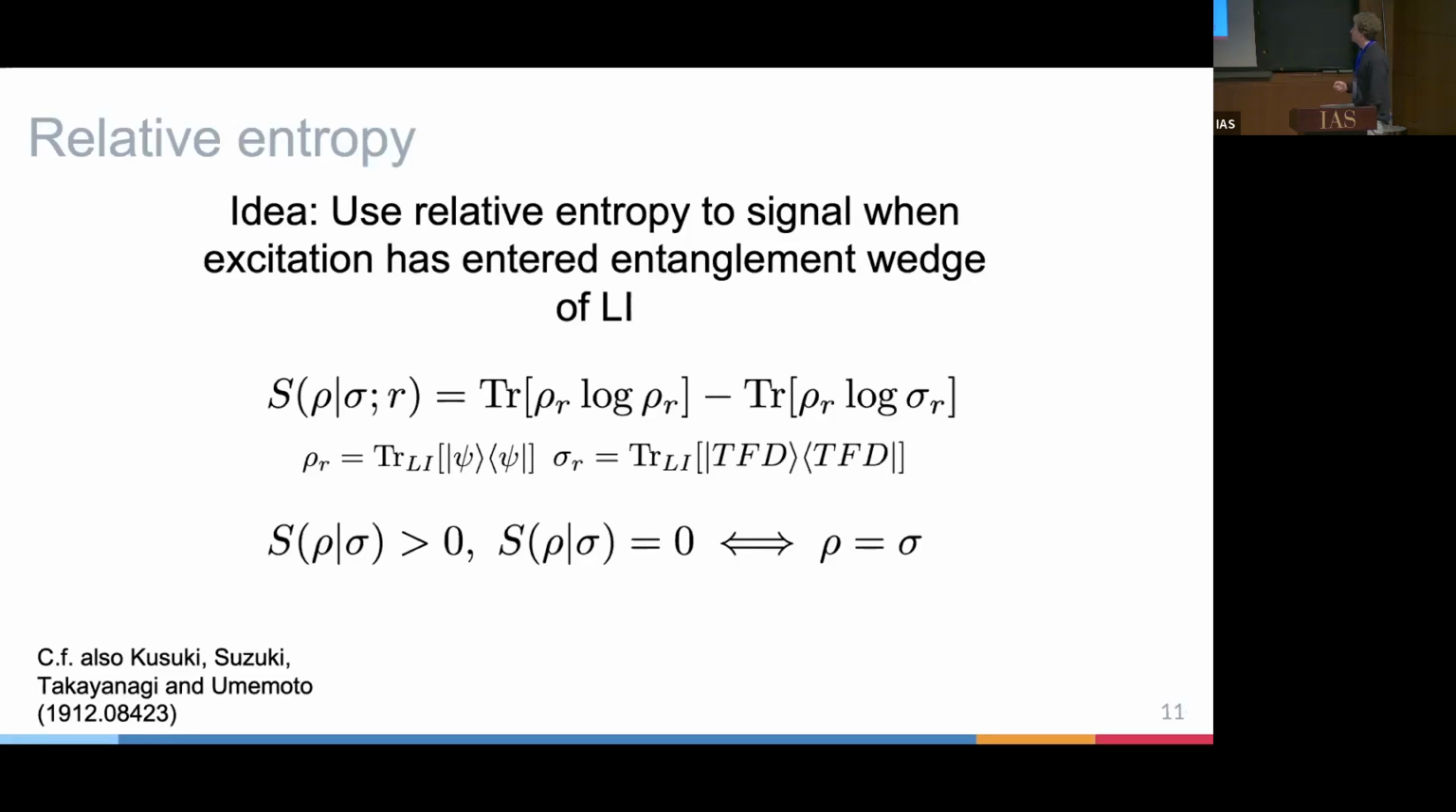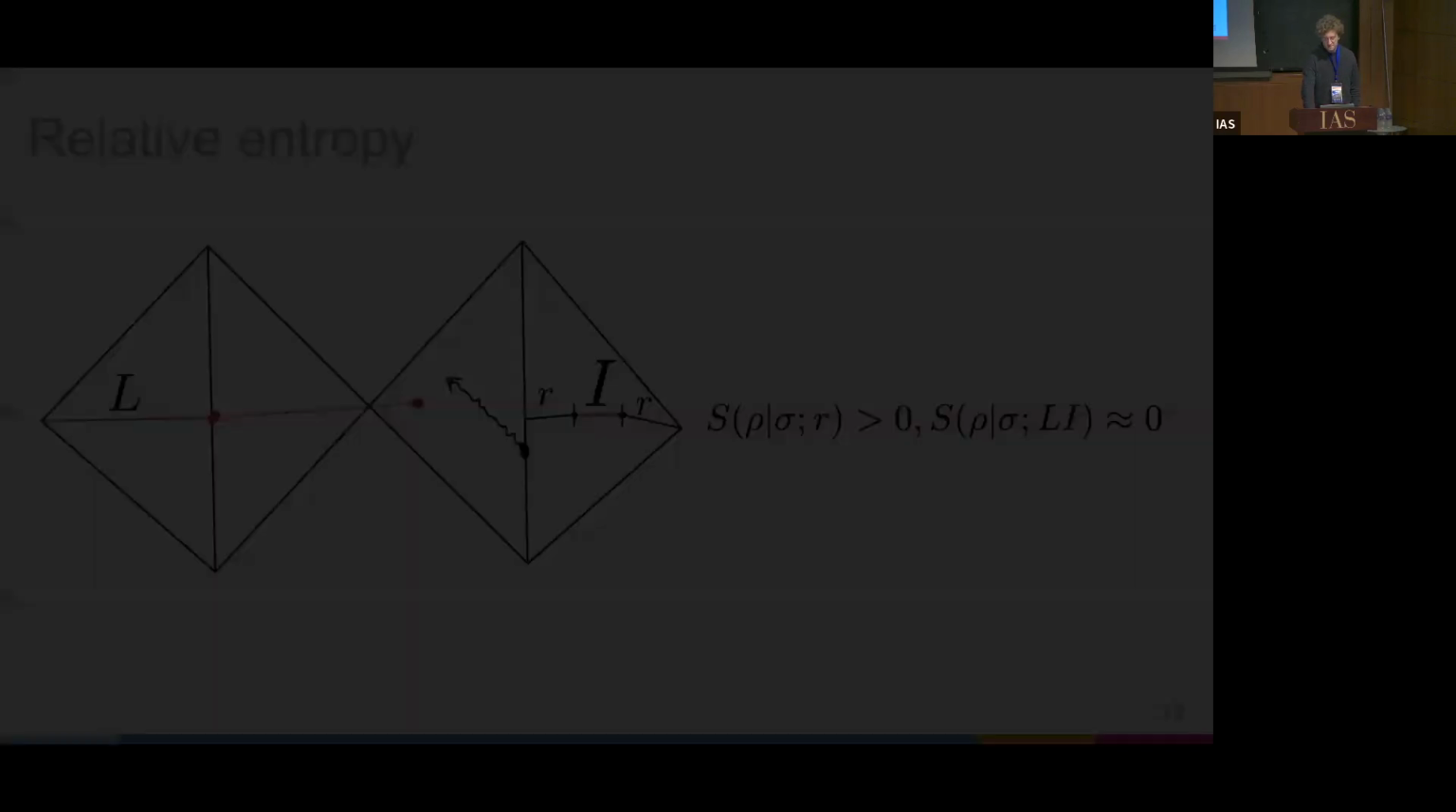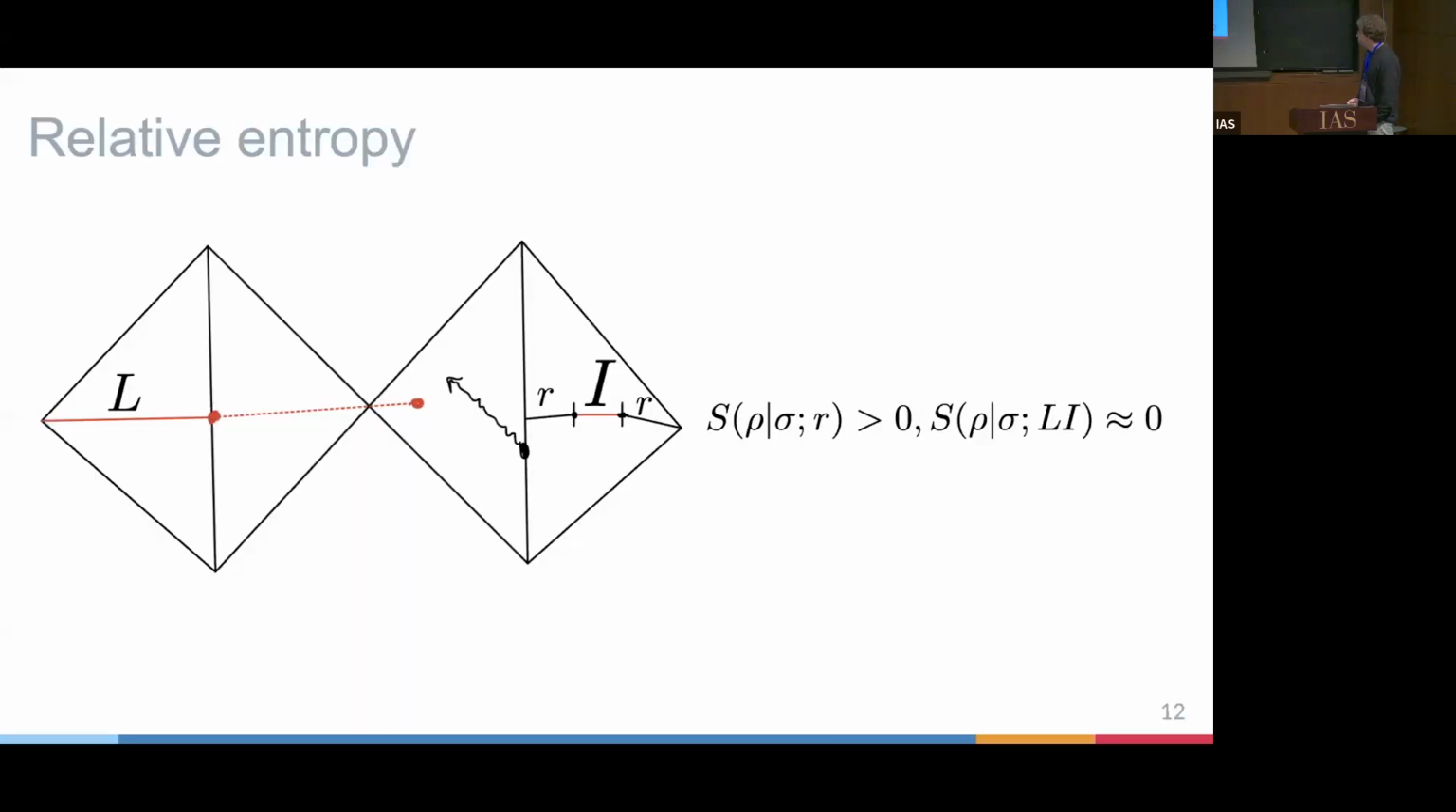Some facts that will be important for intuition are that the relative entropy is always positive, and that it's equal to zero if and only if the density matrices agree on little r, okay? So this means it's a good way of distinguishing two quantum states. So now let's go back to the setup.